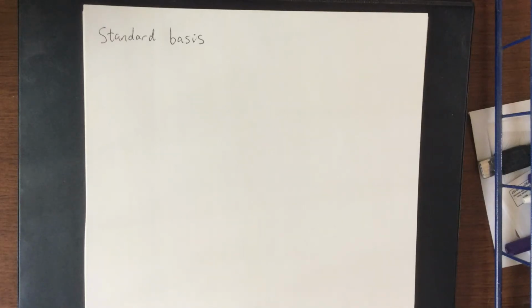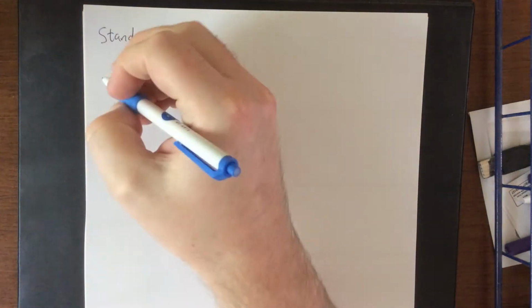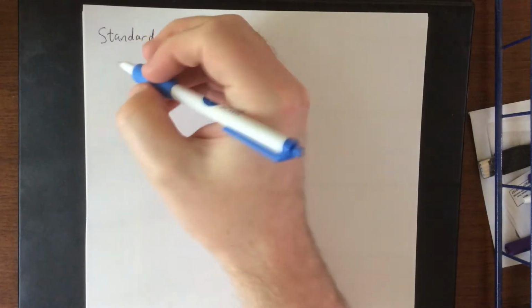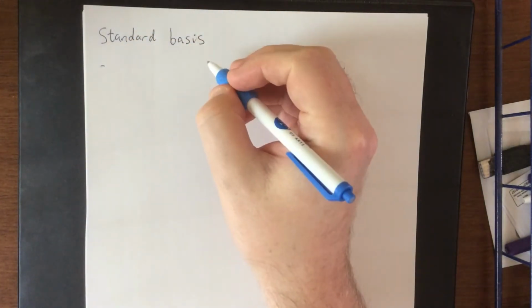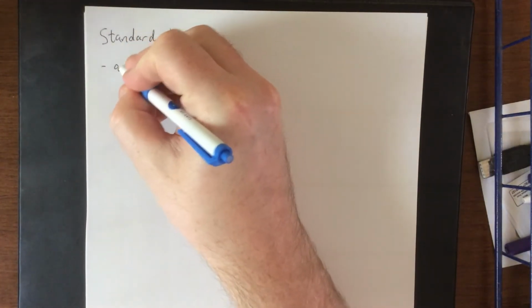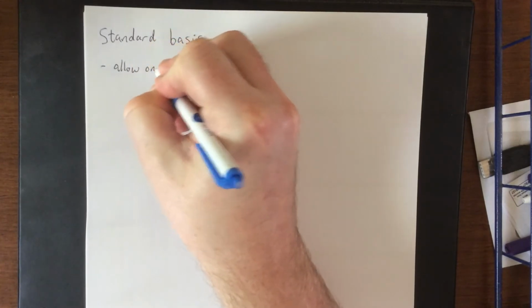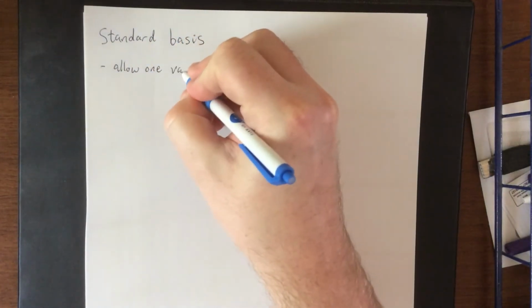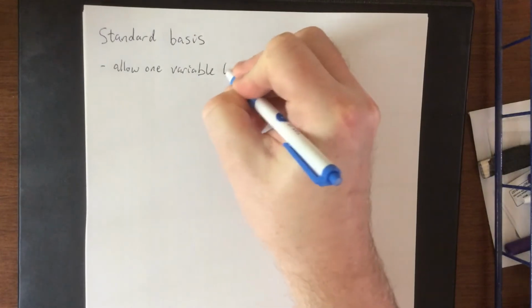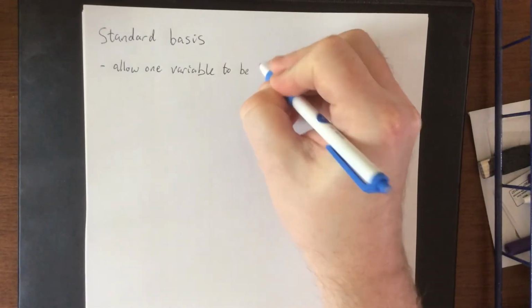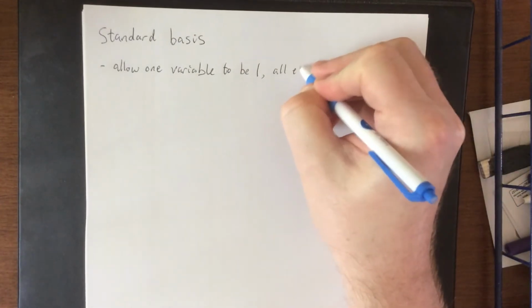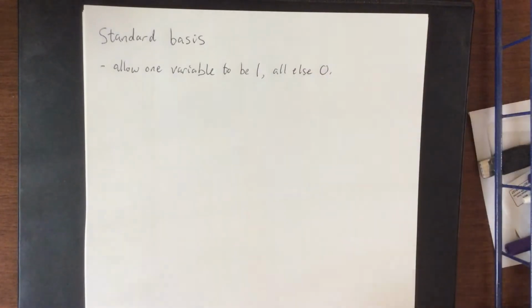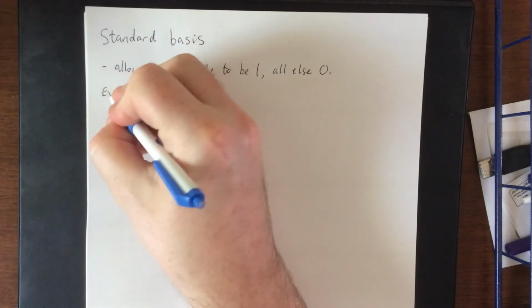In this video, we're going to go over some examples of what would be considered a standard basis for a set of vectors. So we'll try to do a little variety in here. Generally, the way that we create a standard basis is we allow what would normally be a variable to be 1, and then everything else in there would be a 0. So just a few examples of this.